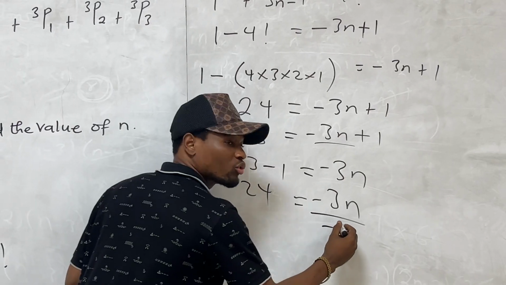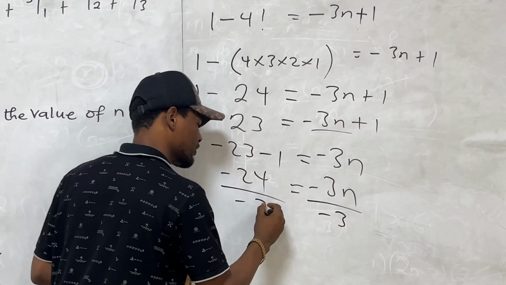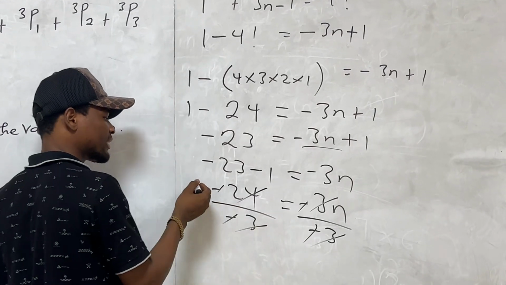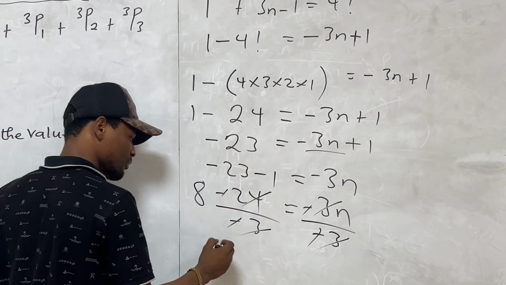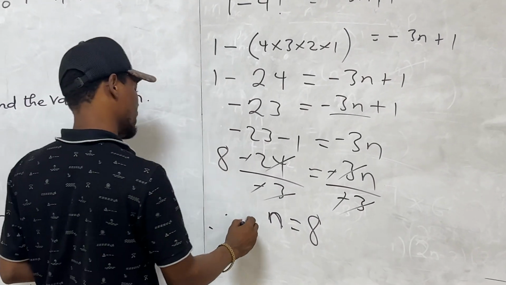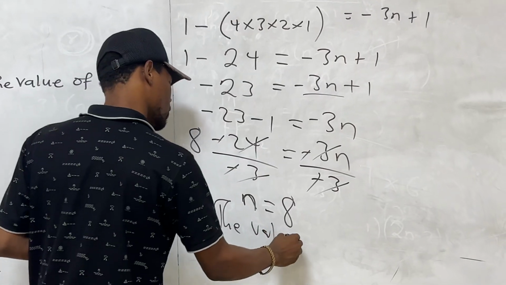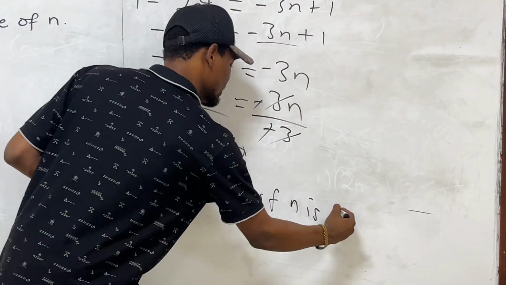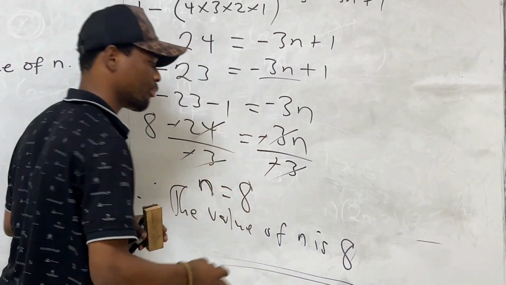So divide through by negative 3. This cancels this, and negative 24 divided by negative 3 gives 8. So n is equal to 8. Therefore, the value of n is 8. As simple as that.